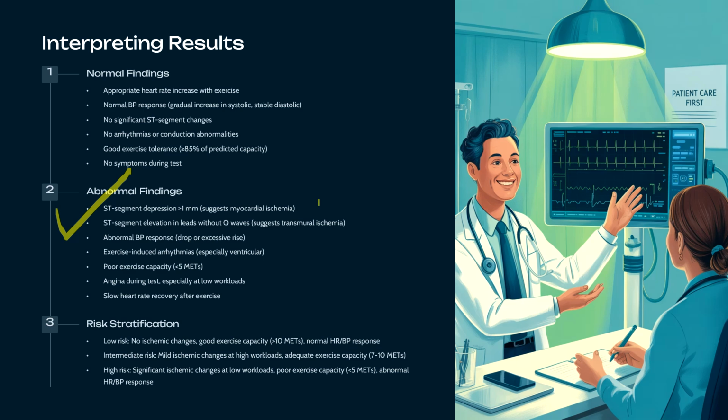We can give a star mark over here. If the ST segment is depressed, if the ST segment is elevated, both are not good. Abnormal BP response, then exercise induced arrhythmia, then poor exercise capacity, if the person is no more able to do the exercise and all.